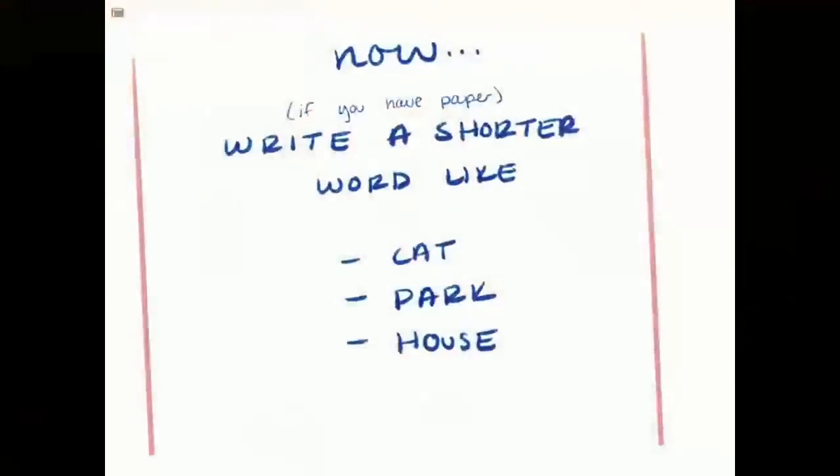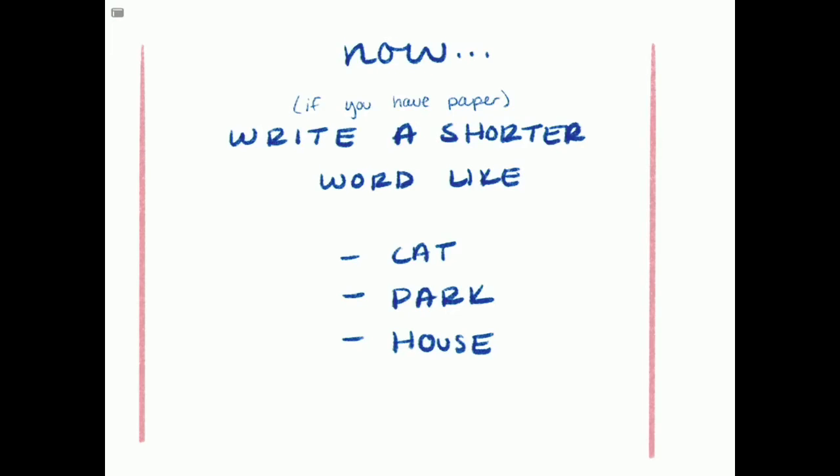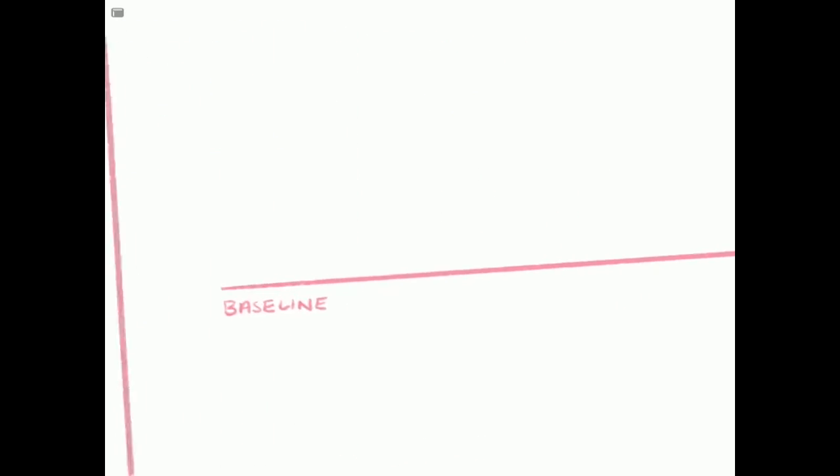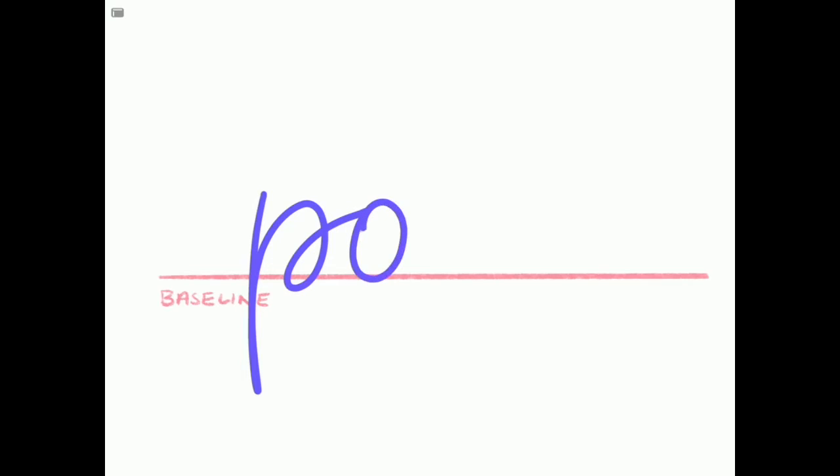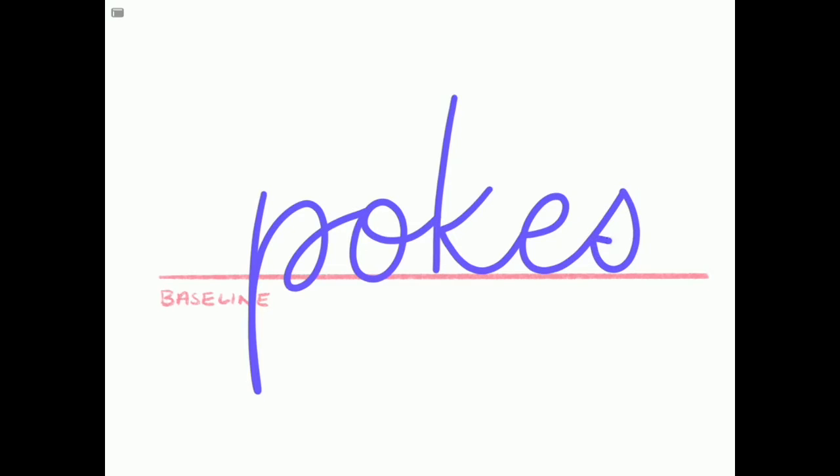So we're going to pick a shorter word. You can pick a short word like cat, park, house. It doesn't have to be either of these words. It can just be a shorter 3 to 4 to 5 letter word. Because I'm a cowboy, I'm going to write the word pokes. So I'm going to go down, write my P, my O, here's my K, my E, and my S. So now that you've written your word, you just have to add the guidelines.